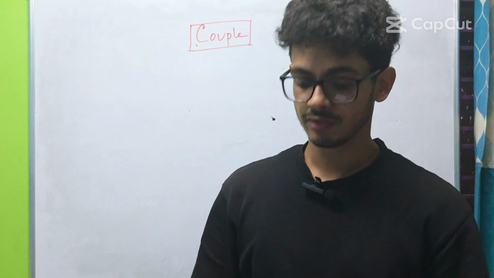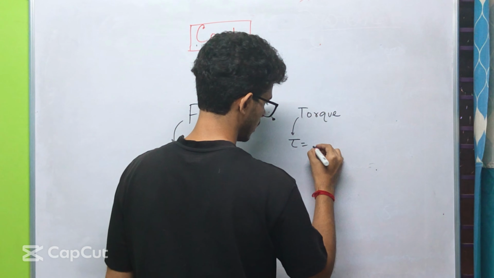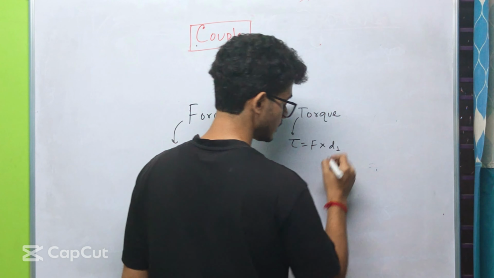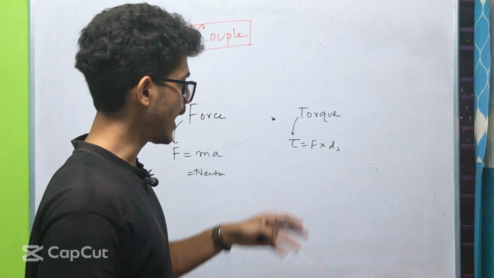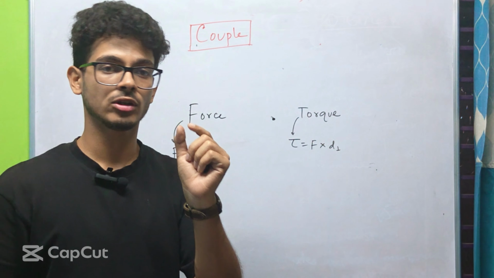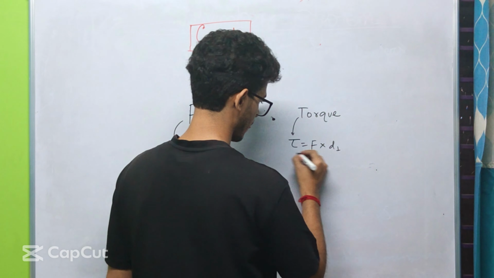Can you remember the formula for force? That was F equals ma, mass into acceleration, and the unit was Newton. And the formula for torque was force into the perpendicular distance between the line of action of force and the axis of rotation or the pivot point. And the unit for torque was Newton meter. Okay, we all are clear with this.